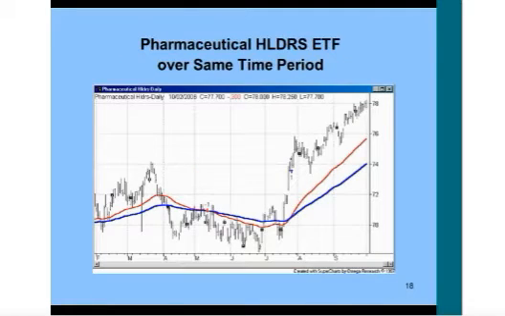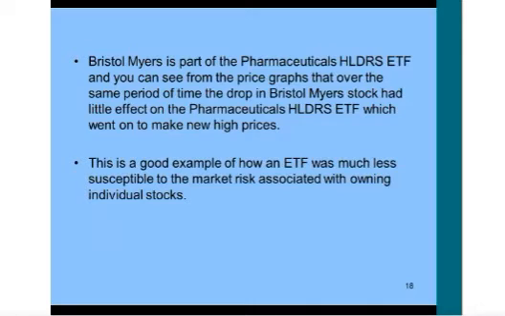However, the pharmaceutical holders ETF contains Bristol Myers stock, and you can see over the same time period that the ETF actually had a profit in the month of August, even though it holds Bristol Myers stock as one of the bigger positions. So you can see how an ETF reduces that specific stock risk that you always incur when you own stocks as opposed to ETFs.